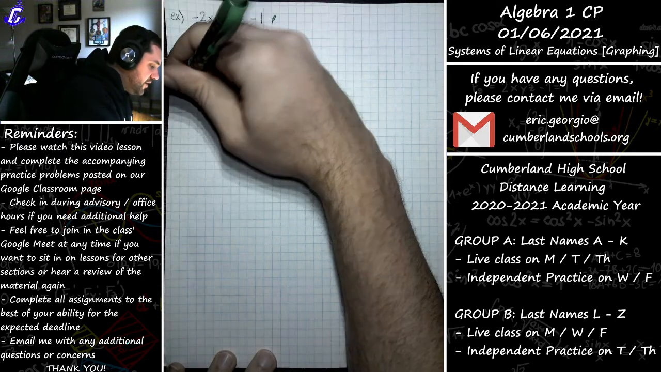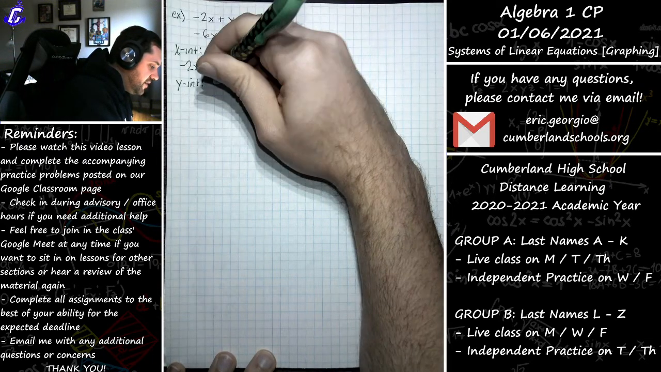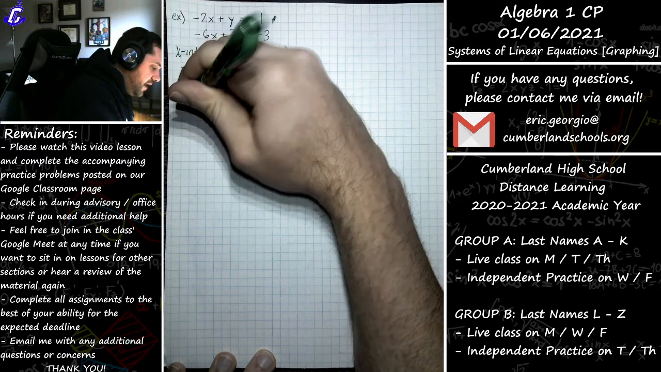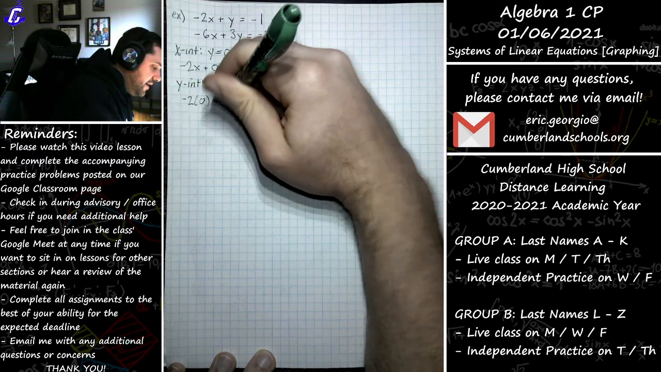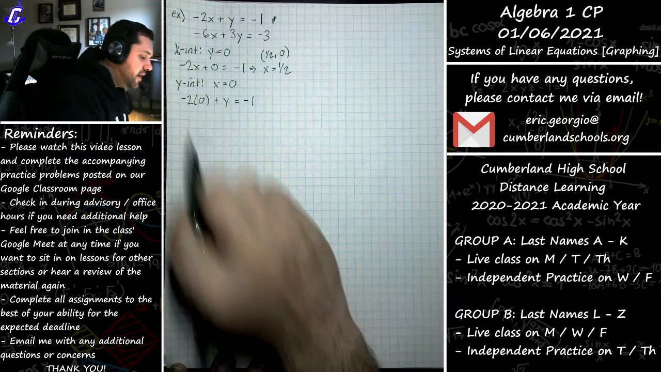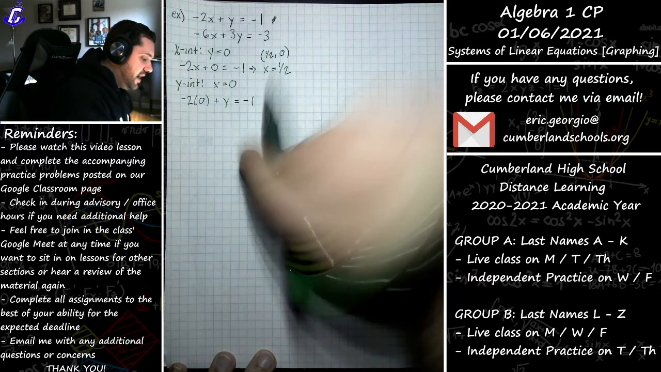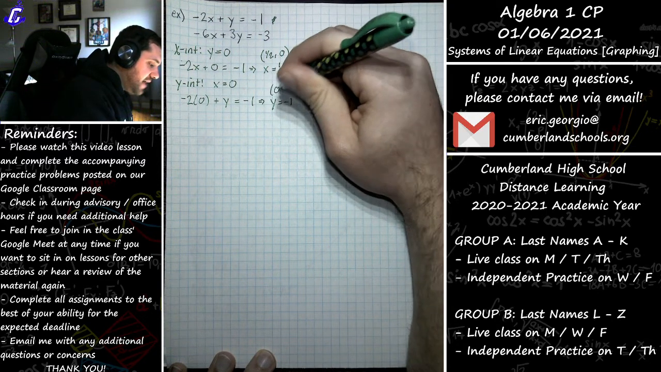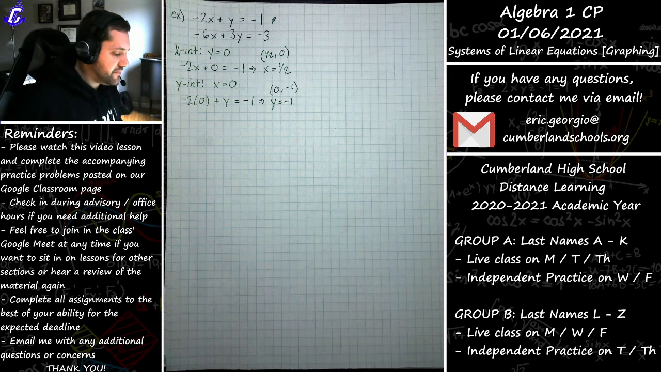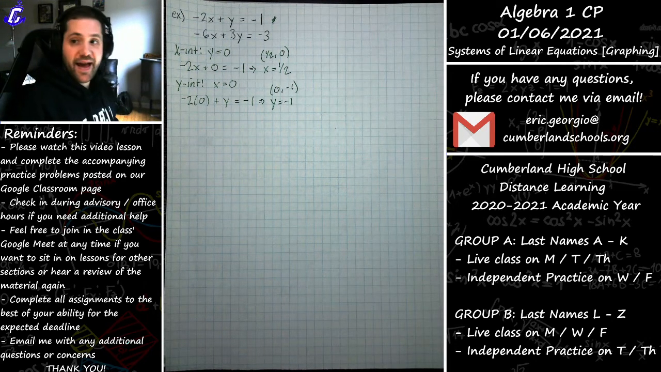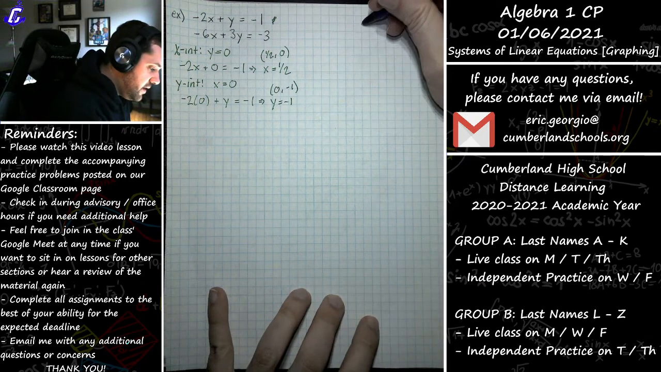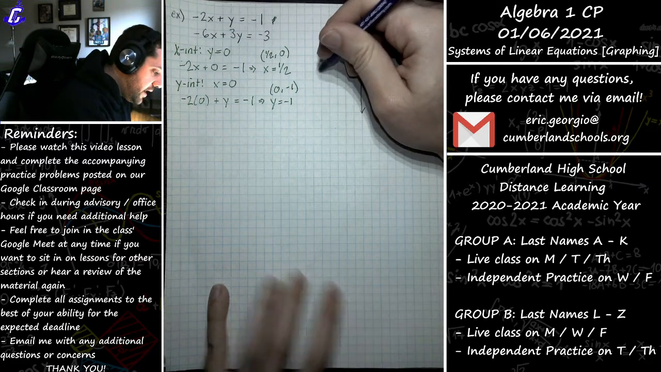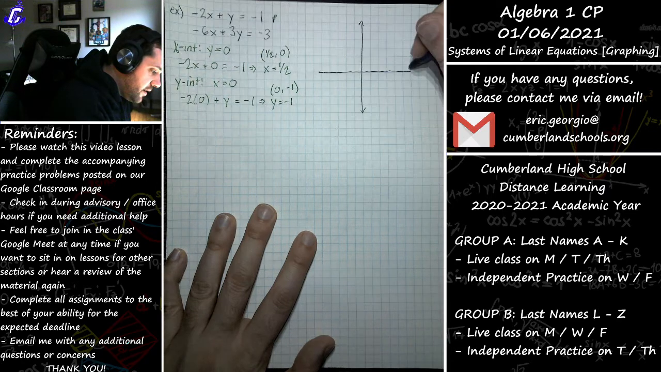To find your y-intercept, we're going to set x equal to 0 in this case. We would get negative 2 times 0 plus y is equal to negative 1. Well, this one's pretty easy. Negative 2 times 0 is 0, so we just get y equals negative 1. Meaning our y-intercept is at 0 comma negative 1, like that. And so representing that on a coordinate plane, we would see here that we got a graph. We got another graph.